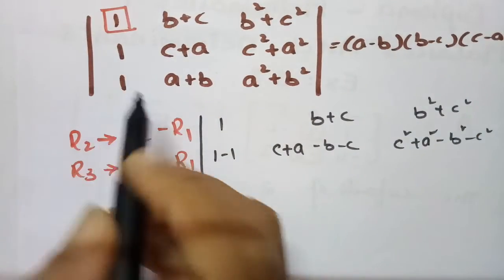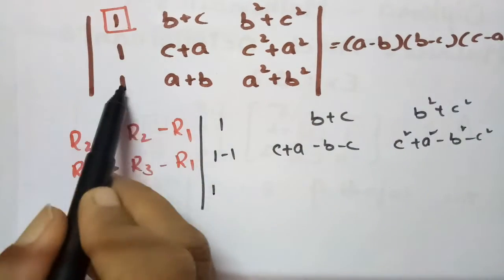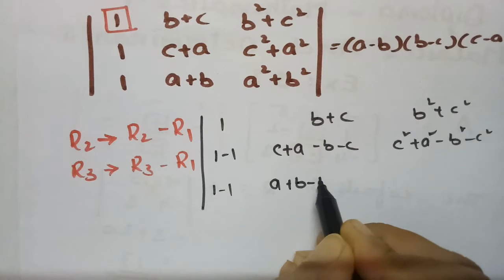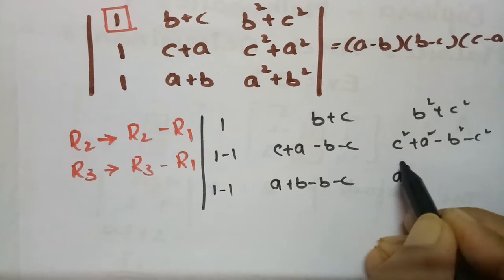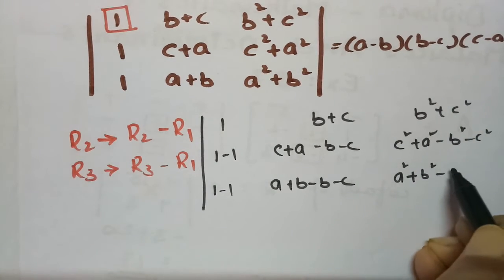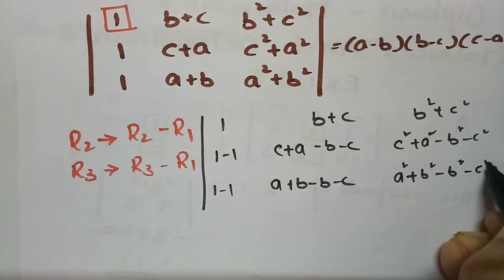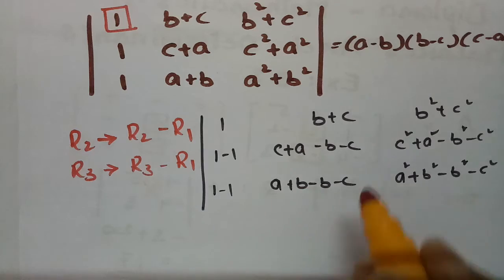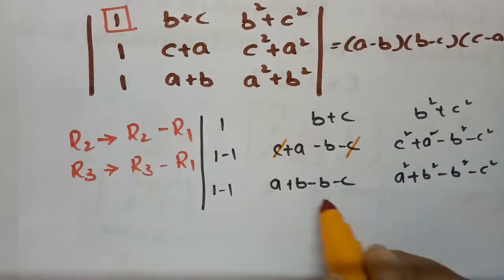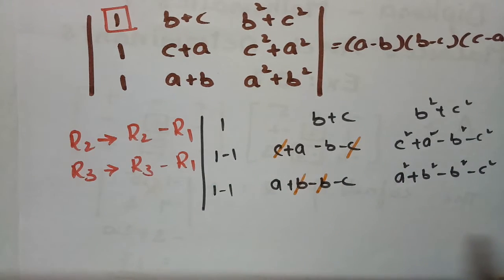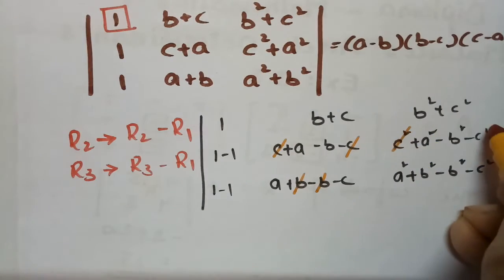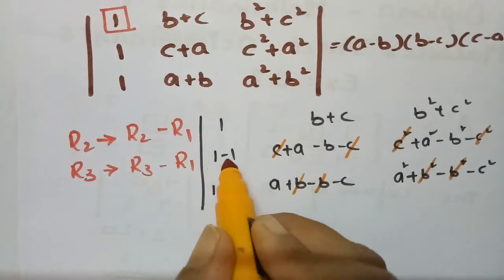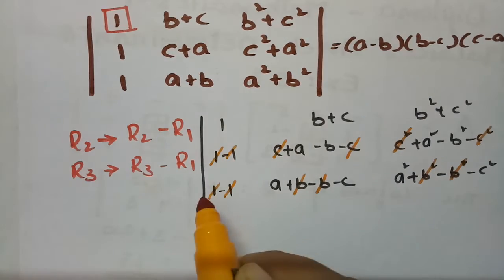And see here, R3 as it is, R3 minus R1, 1 minus 1. So this is a plus b minus c, and this is a square plus b square minus b square minus c square. And if you observe, I can cancel this plus c and minus c, and here it is plus b and minus b. And this is plus c square and minus c square, plus b square and minus b square, and this is 0 and this is also 0.